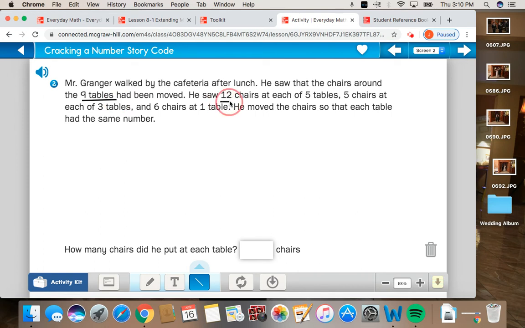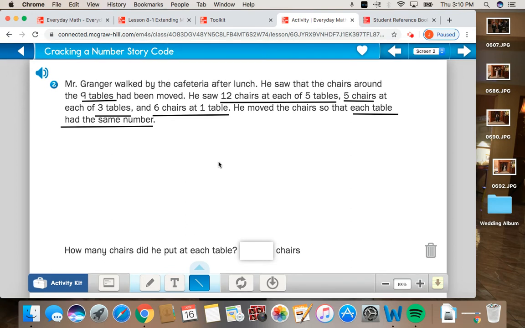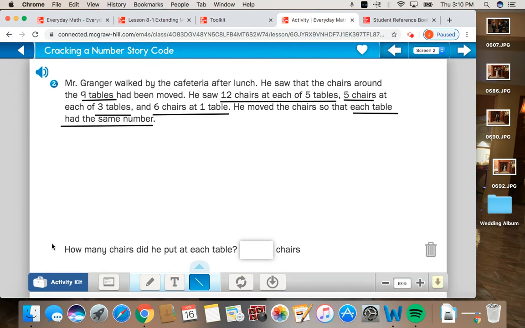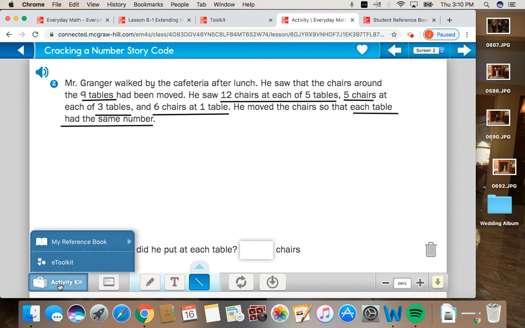He saw 12 chairs at each of 5 tables, 5 chairs at each of 3 tables, and 6 chairs at 1 table. He moved the chairs so that each table had the same amount. And for this problem, I think a visual picture would be really good to help you solve this. So one thing you can use is your toolkit. Down here in your activity kit, you have your toolkit and you can open that up. I'm going to go to mine because mine's already opened.